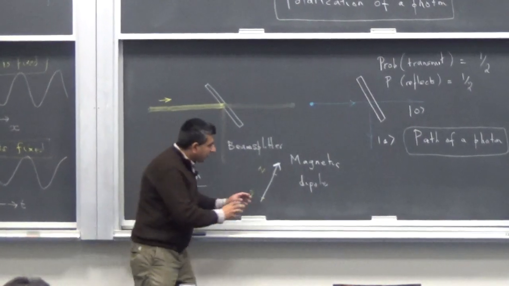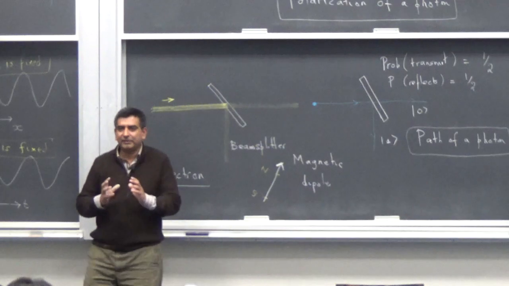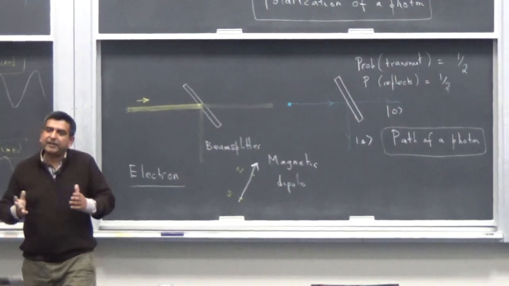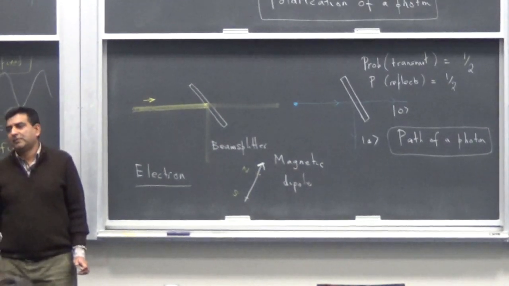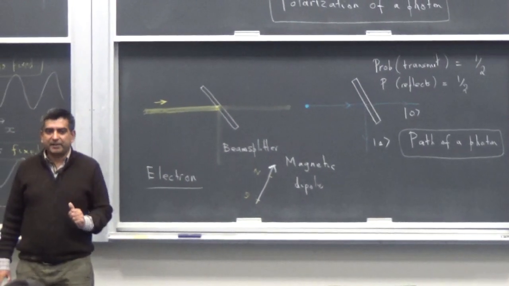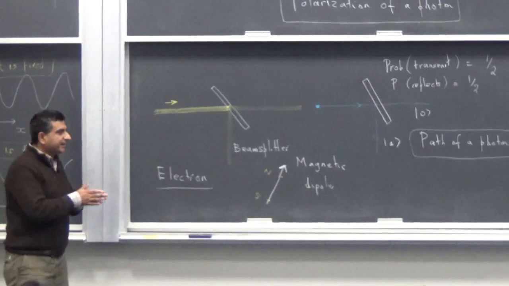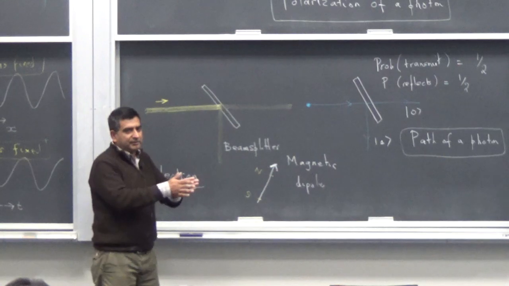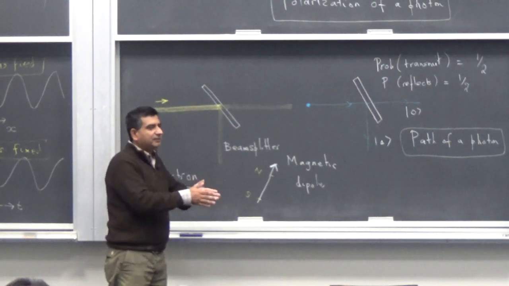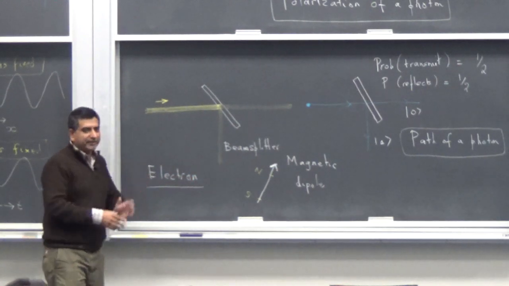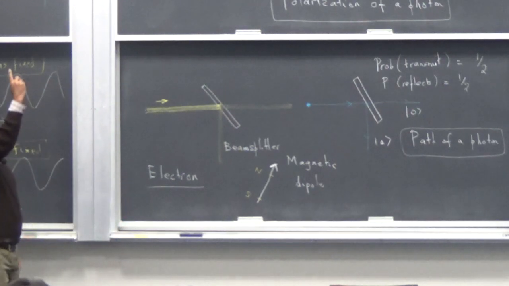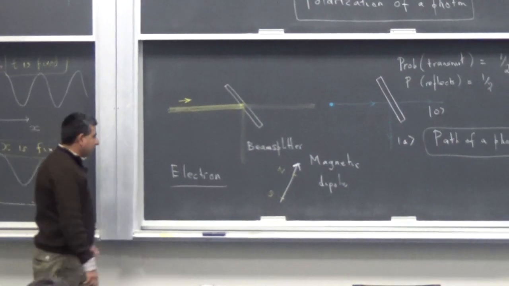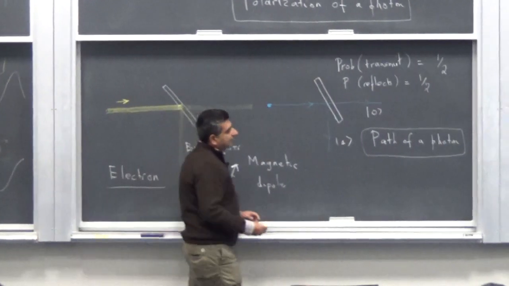Anyway, so spin is something... an electron has spin, which means that it acts like a magnet. For all practical purposes, it acts like a magnet. And if you pass these electrons through an inhomogeneous magnetic field, depending upon their orientation, the magnet can point up and it can point down. Right.